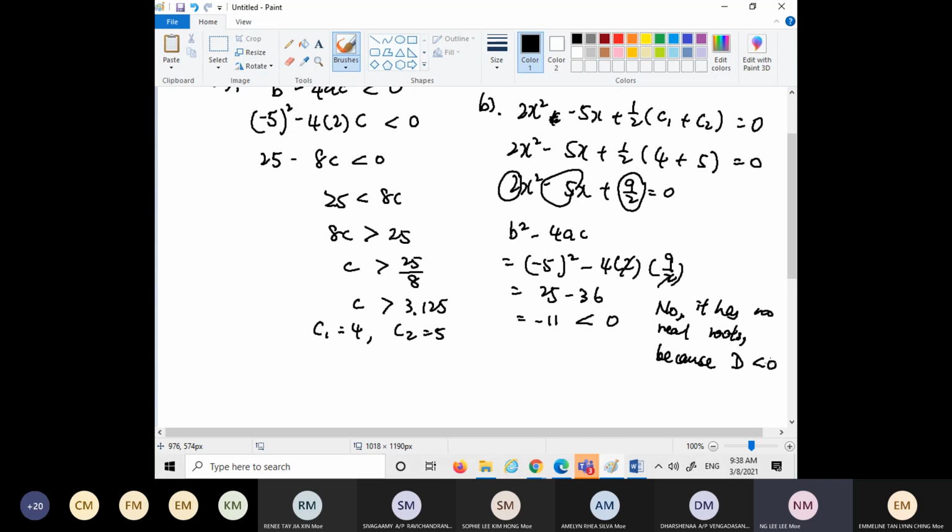Let me see the answer. Sometimes the questions, you don't know how to answer them. The equation does not have two real roots. They also don't expand. Okay, that's all.